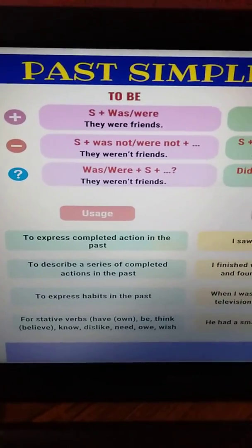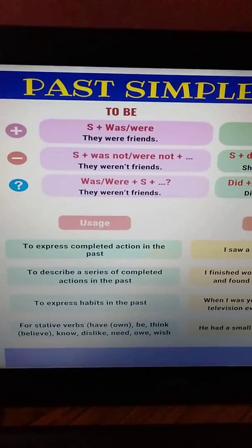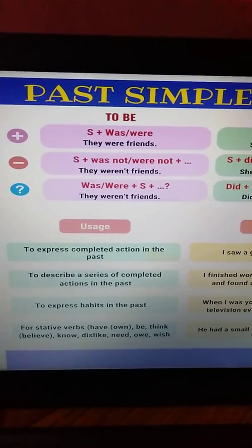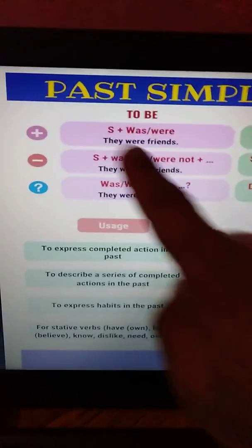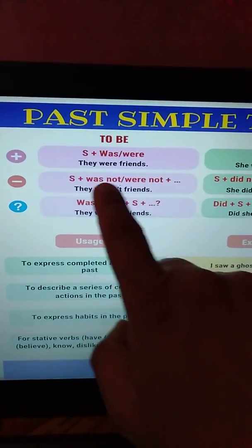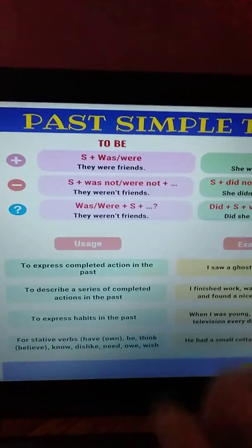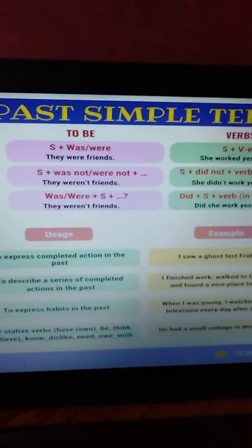talked about the forms was and were if it is positive, and wasn't or weren't if it is negative. The first one if it is positive, was or were. But this one if it is negative, was not or were not, wasn't, weren't, a short form. And the question is was or were plus the subject.